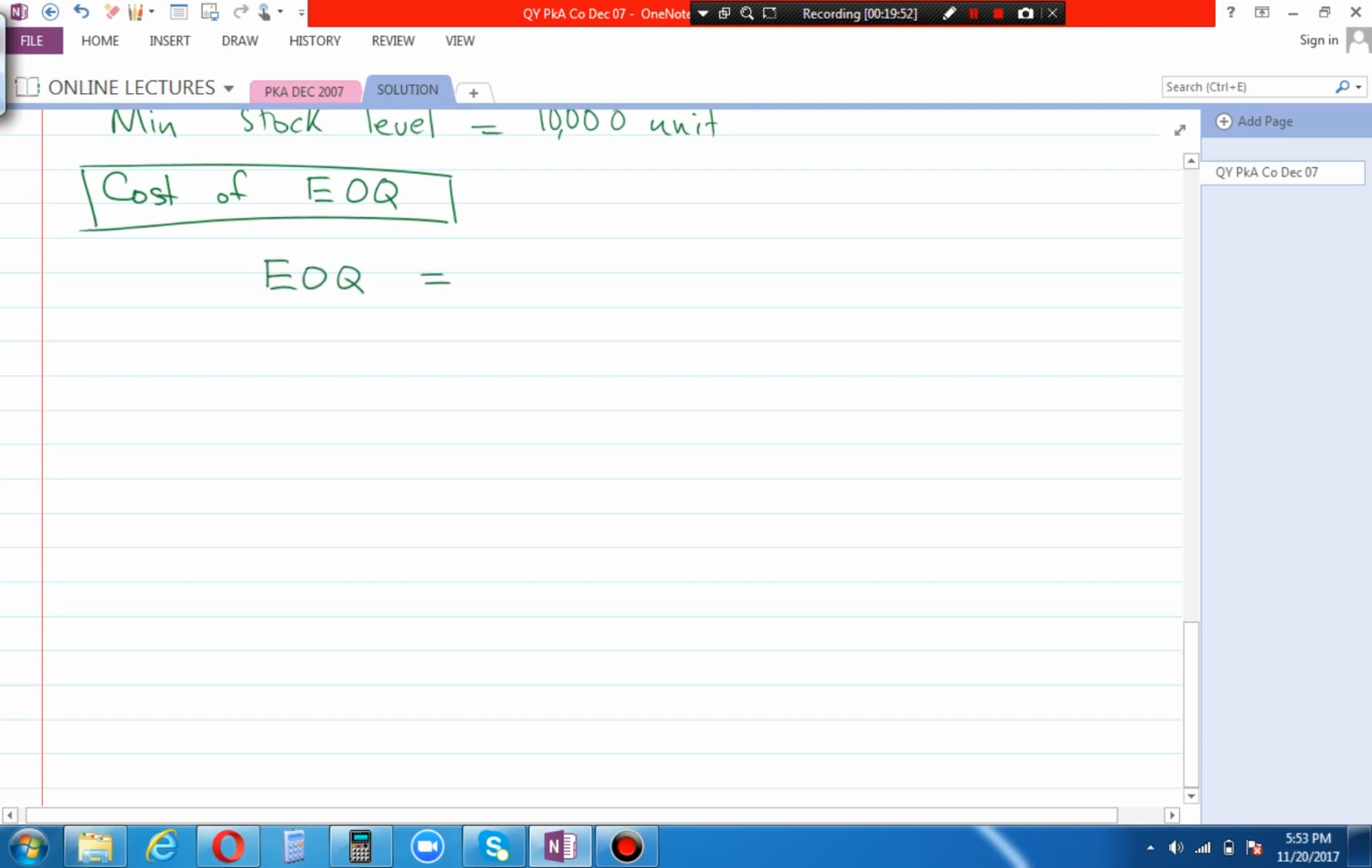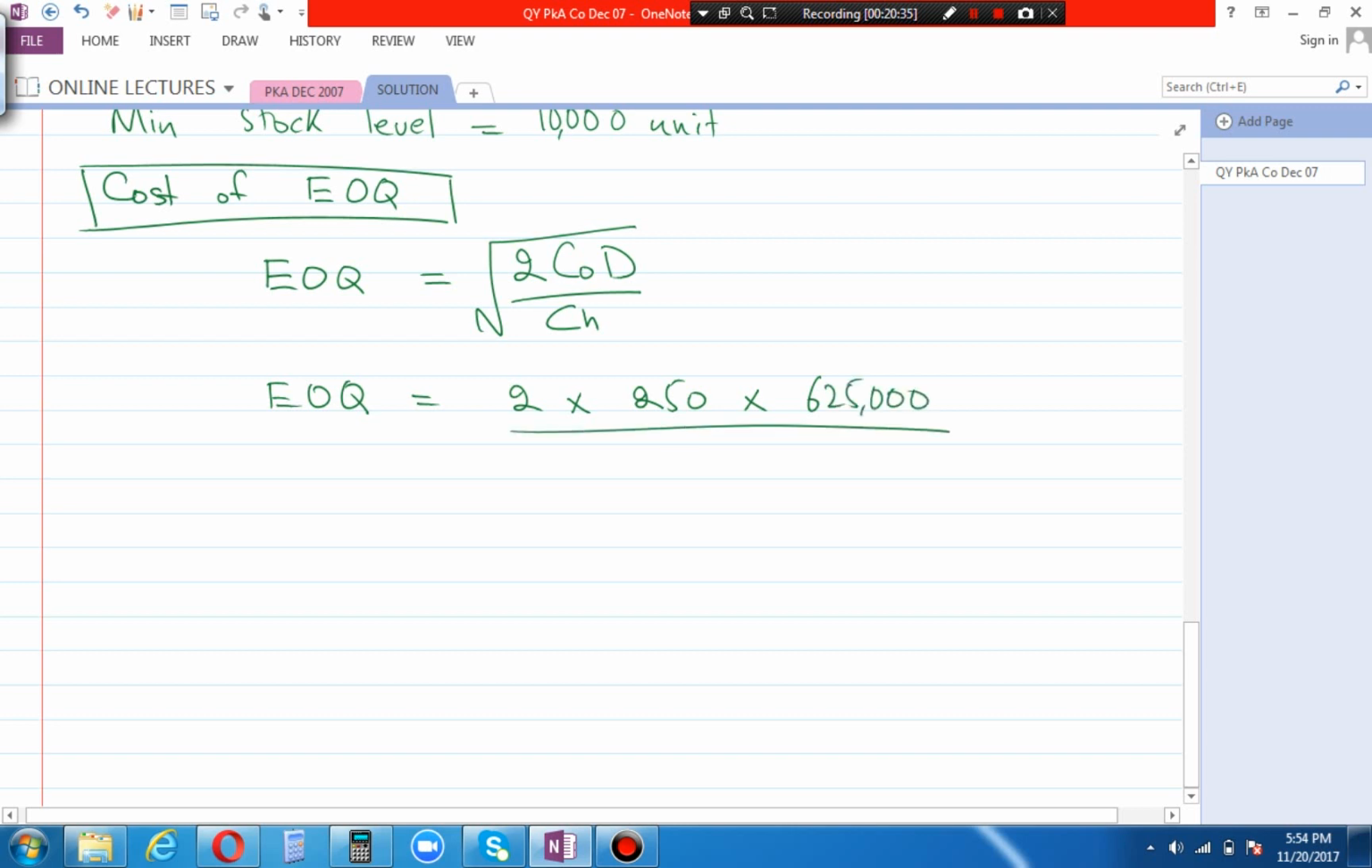Well, the formula for economic order quantity is 2 fish and chips. Basically, 2 multiplied by cost of ordering, multiplied by demand, divided by cost of holding, and then the square root, right? I call it 2 fish and chips because it looks like 2 cod divided by chips. Maybe in the restaurant, the square root is the restaurant. So economic order quantity is 2 multiplied by cost of one order, which is 250 euros, multiplied by demand, which is 625,000, divided by cost of holding one unit for 1 year, which is half a euro.